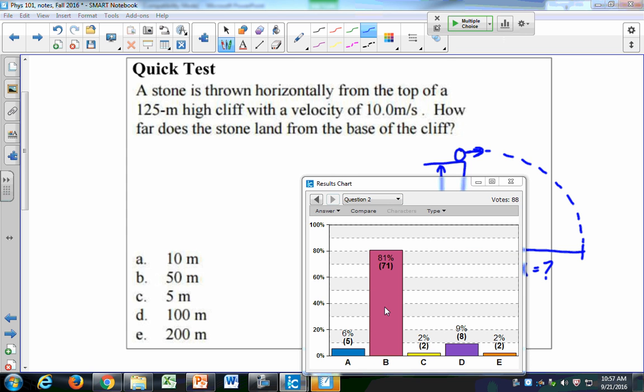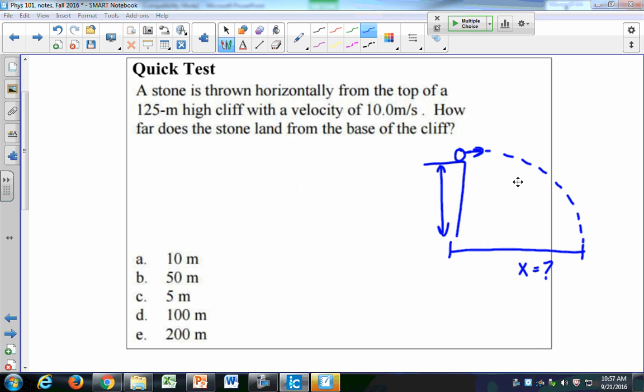All right, B, I think, is the right answer. First thing we want to do is find the time. We're going to say y equals v naught y times t plus 1/2 a_y t squared. V naught y is 0, so this whole thing just goes away. I can forget it. Y is equal to, gosh, I think it's 125.